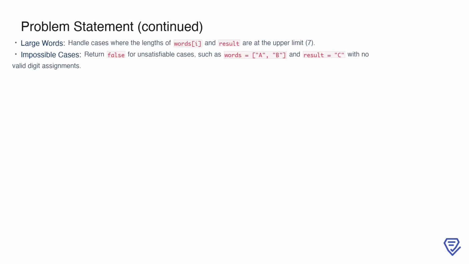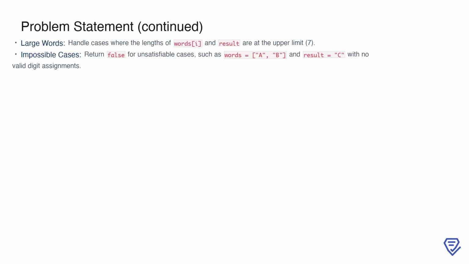There are a few constraints and edge cases to be aware of. The number of operand words will range from 1 to 5, and both the operand words and the result word can have a maximum length of 7 characters. All strings consist of uppercase English letters, and there can be at most 10 unique characters across all input words and the result. It's also important to ensure that no word has leading zeros unless it's the word 0.